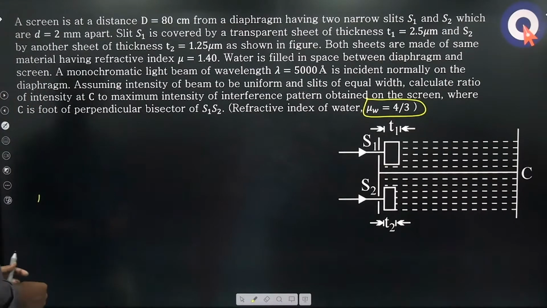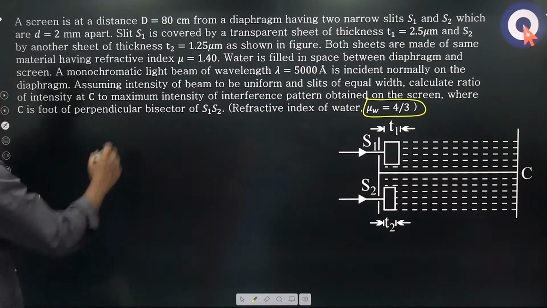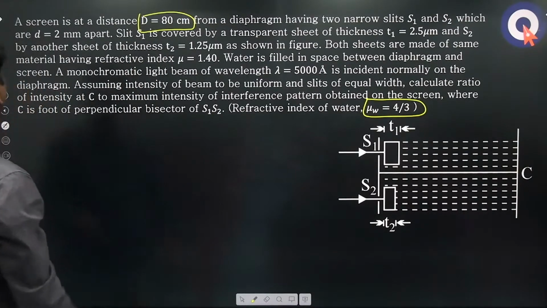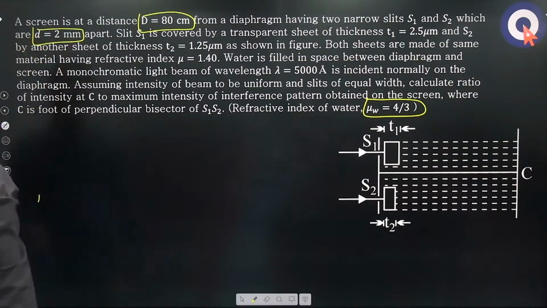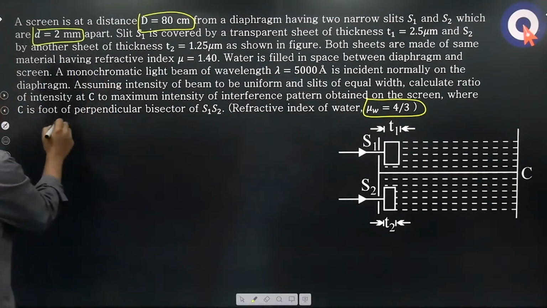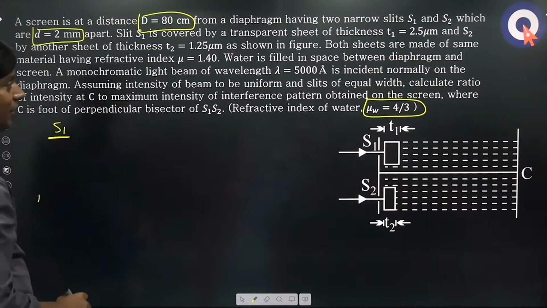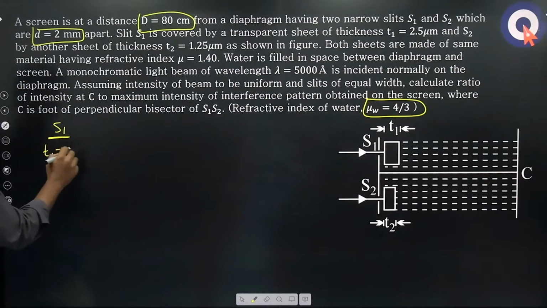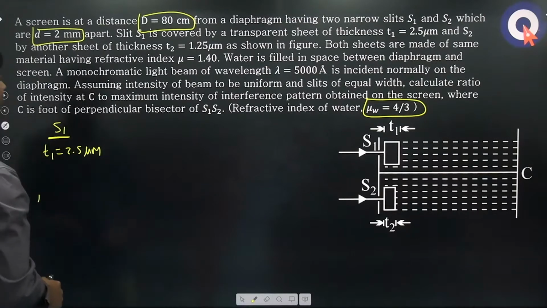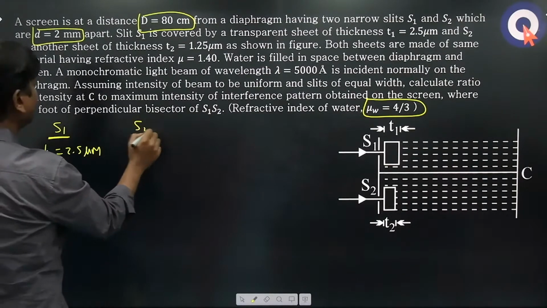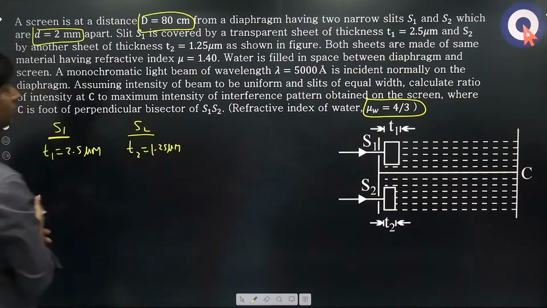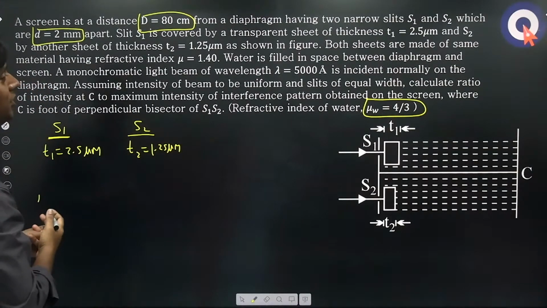The screen is at a distance of capital D, given as 80 centimeters, from the diaphragm having two narrow slits S1 and S2, with small d equal to 2 mm. S1 is covered by a transparent sheet of thickness 2.5 micrometers, and S2 is covered by another of thickness 1.25 micrometers, as shown. Both the sheets are made of the same material.